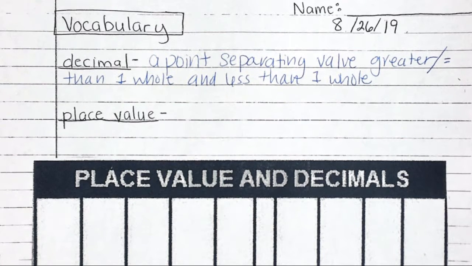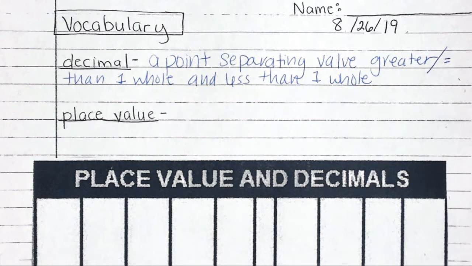A decimal is the same thing as a... What's something else that shows part of something? A fraction. You got it, a fraction. So a decimal is the same thing as a fraction. It shows a portion. All right, what about place value?